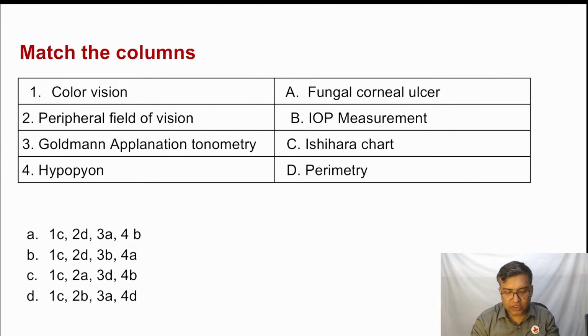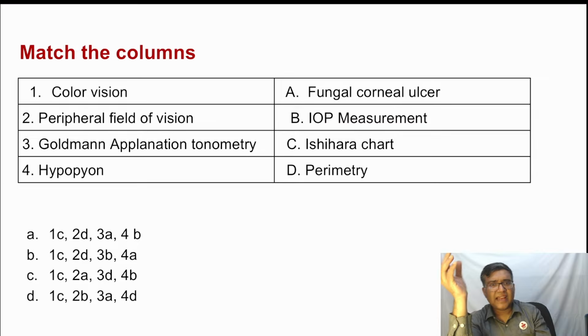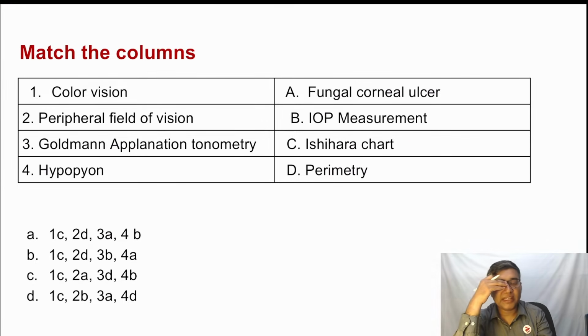The next question was a matching type. They have written a few symptoms and a few tests, and in the other column you have to match. Your options in column A are color vision, peripheral field of vision, Goldman applanation tonometry, and hypopyon. In column B they have fungal corneal ulcer, IOP measurement, Ishihara chart, and perimetry.